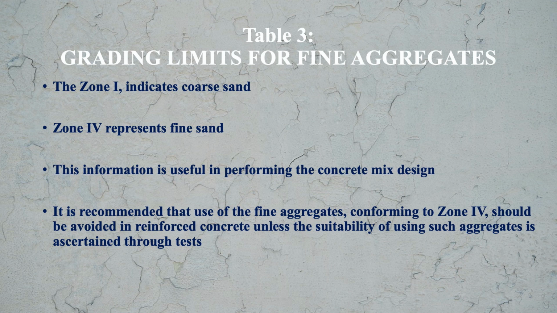So what do these different zones indicate? Zone 1 indicates coarse sand and zone 4 represents fine sand. This information is useful for performing the concrete mix design. It is recommended that use of fine aggregates conforming to zone 4 should be avoided in reinforced concrete unless the suitability of using such aggregates is ascertained through tests. So this way, this information is important. Now let us move to fineness modulus.